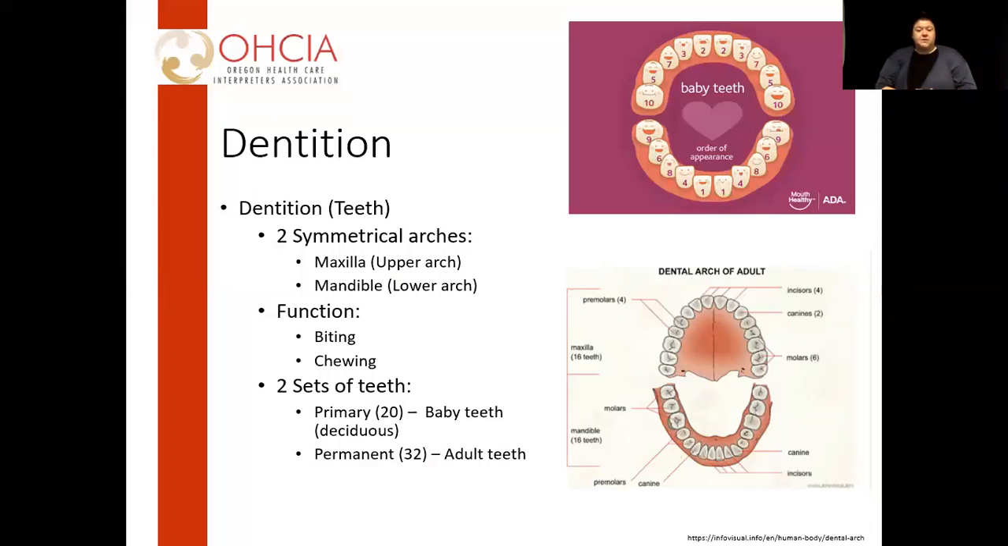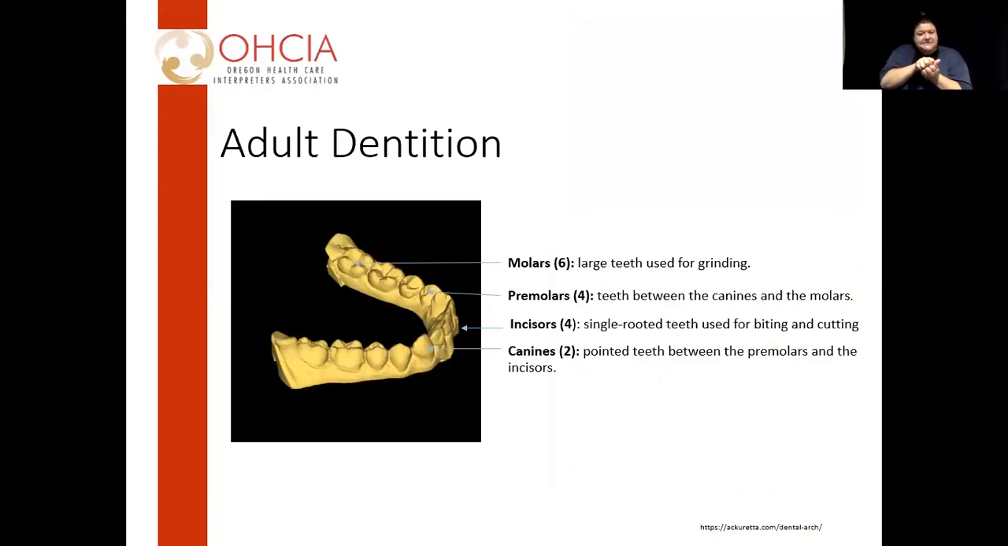The teeth, or the dentition, are made up of two symmetrical arches. We have the upper arch and we have the lower arch. The upper arch is called the maxilla. The lower arch is called the mandible. The purpose of the teeth is to bite and then to chew.